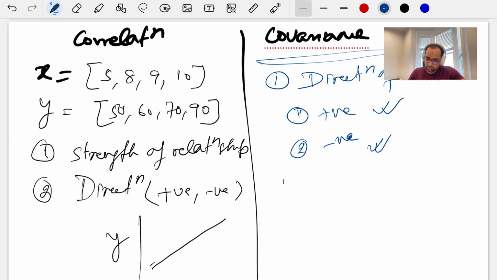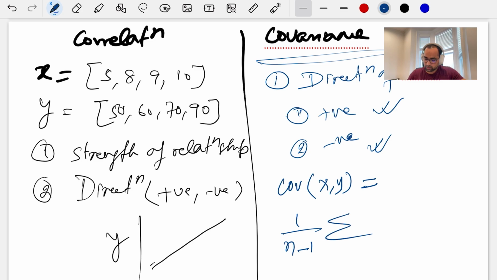The formula to calculate the covariance is, suppose we have two variables x and y, covariance can be calculated with the help of this formula. Covariance of x, y is equal to 1 upon n minus 1, where n I'll explain in a bit, summation i from 1 to n, x of i minus mean of x, and y of i minus mean of y.